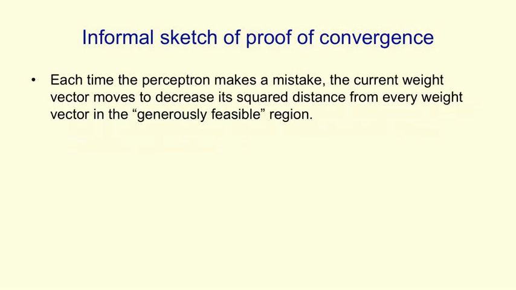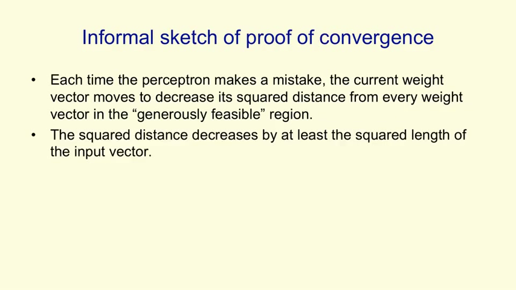So given that, we can get an informal sketch of a proof of convergence. I'm not going to try and make this formal. I'm more interested in the engineering than the mathematics. If you're a mathematician, I'm sure you can make it formal yourself. So, every time the perceptron makes a mistake, the current weight vector moves and it decreases its squared distance from every generously feasible weight vector by at least the squared length of the current input vector. And so the squared distance to all the generously feasible weight vectors decreases by at least that squared length.